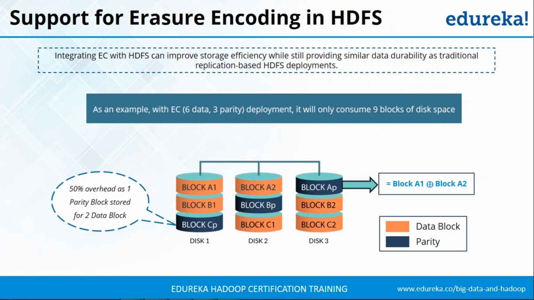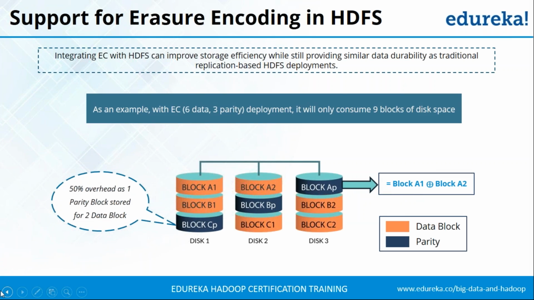And at the same time, you can notice that there is only 50% overhead, as one parity block is stored for 2 data blocks. Now let me tell you one very important thing here, guys. Suppose you want to have 5 replications, so you can keep 3 replications and generate 2 parity blocks. In that way, you can actually reduce the overhead. So this is how Erasure coding has solved the storage overhead problem in Hadoop 3.